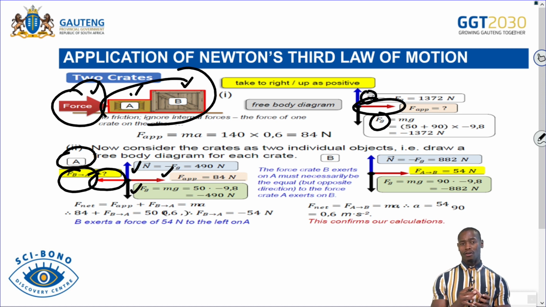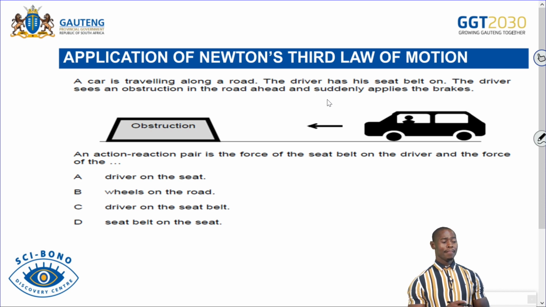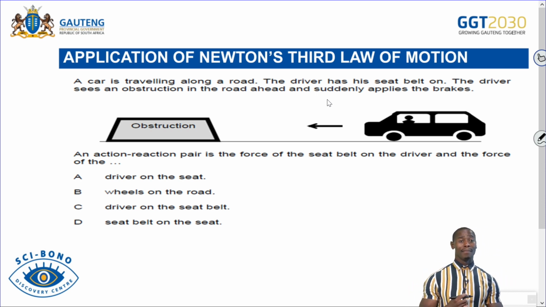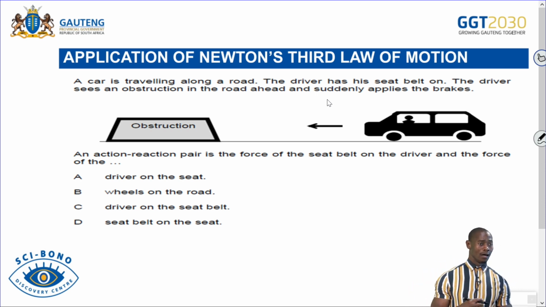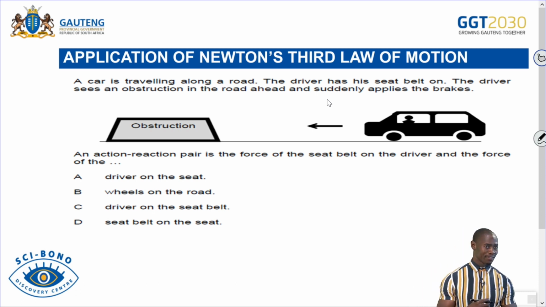What I wanted to address here with this scenario is the application of Newton's third law. First thing, obvious, we have to draw that free body diagram, and then where these two objects meet, because those two objects are in contact, we can apply Newton's third law there. So it will be the force exerted by A on B, and the force exerted by B on A. Then this is a multiple choice question which talks about the action-reaction pair of forces.